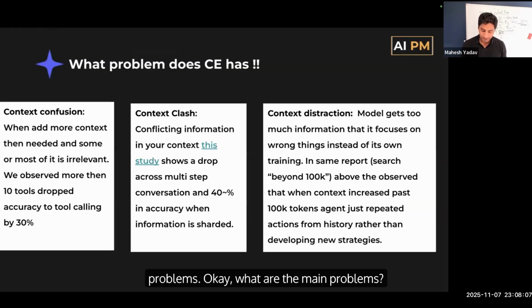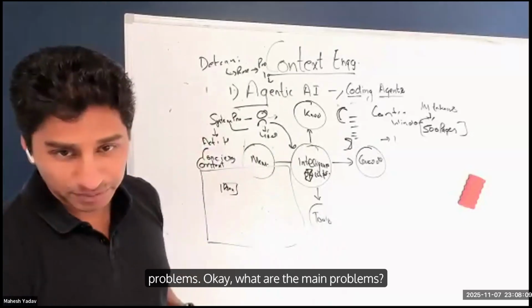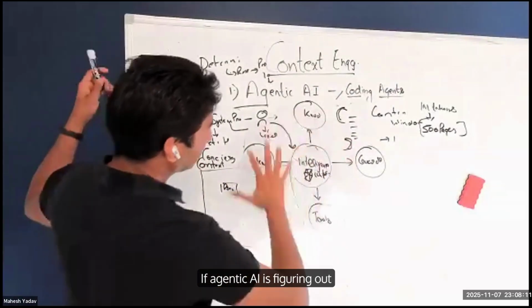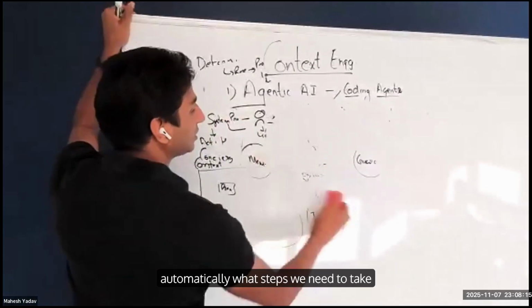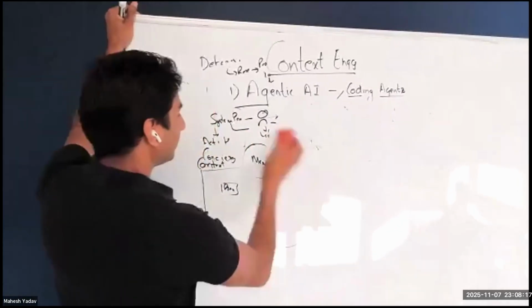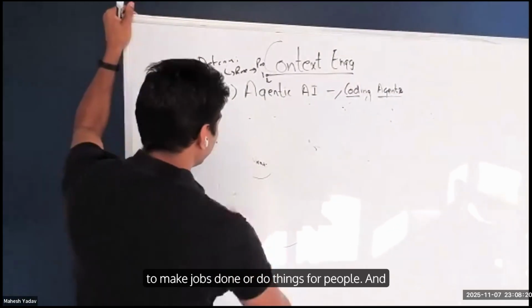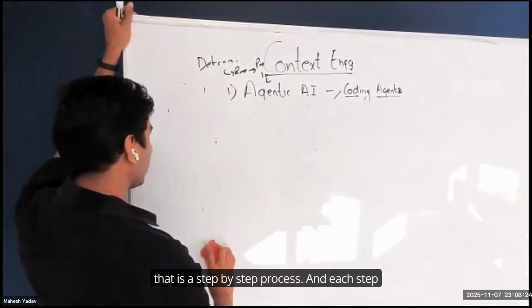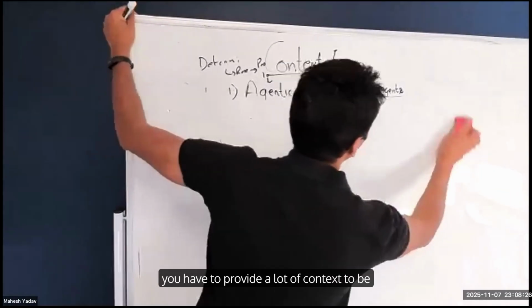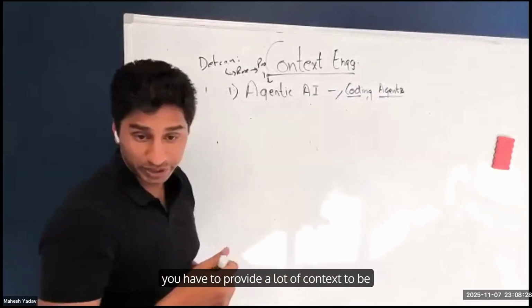Now let's talk about problems. What are the main problems if agentic AI is figuring out automatically what steps we need to take to get jobs done or do things for people? That is a step-by-step process.